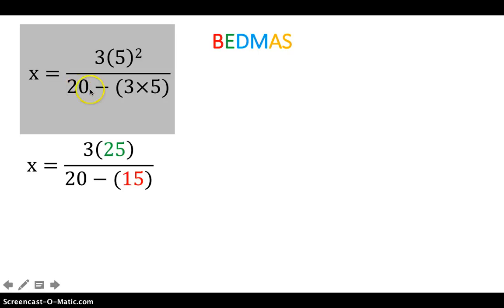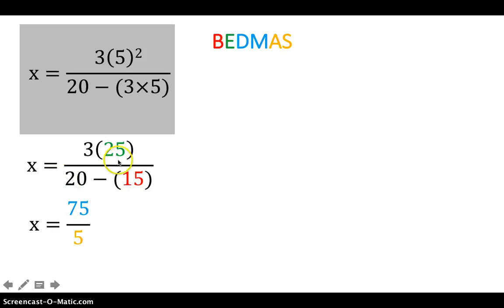Now on the bottom we have 20 minus 3 times 5. We have to do the multiplication first. 3 times 5 is 15. That's the part that's also in the brackets. Okay, so now continuing, again we're going to simplify the numerator and we're going to simplify the denominator before we do the division. It's kind of like there's brackets around the whole numerator since the entire numerator is being divided by the entire denominator, vice versa.